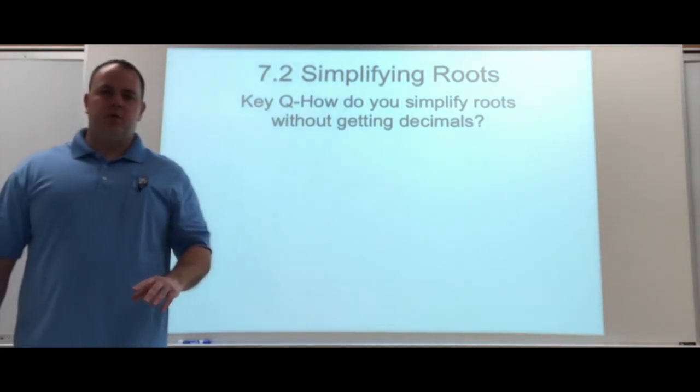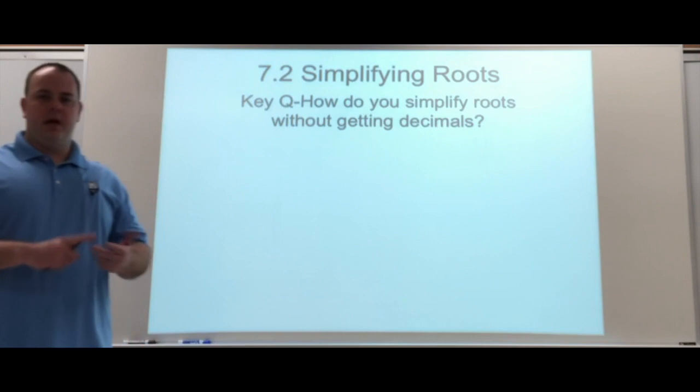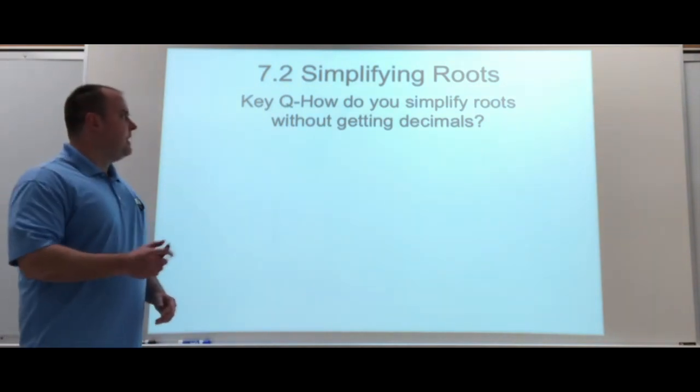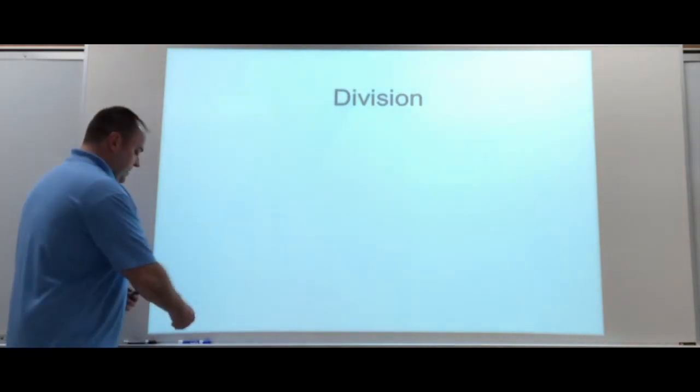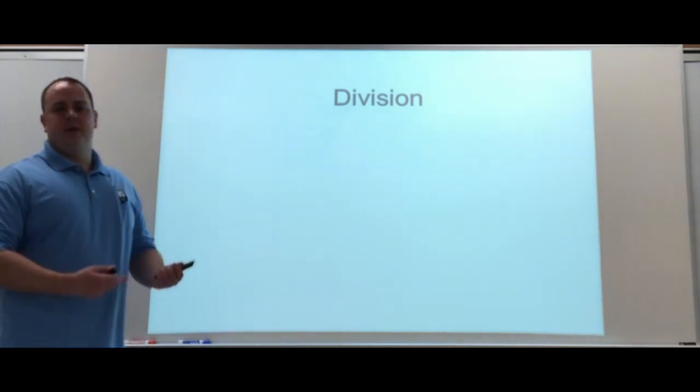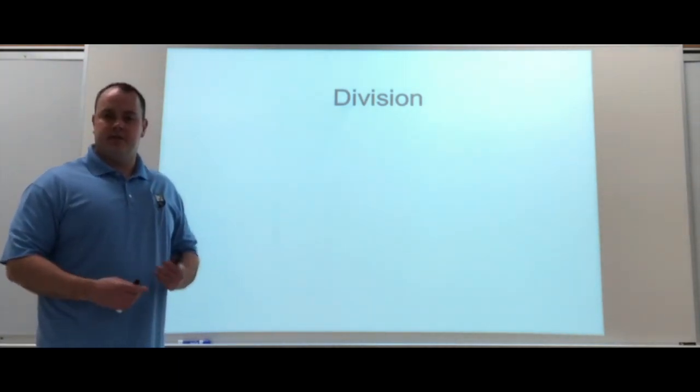So the last part of 7.2 is on B, division. We did multiplying, adding, subtracting, we simplified, now looking at division. And the main thing with division is doing something that we did back in chapter 5. You have to rationalize the denominator.